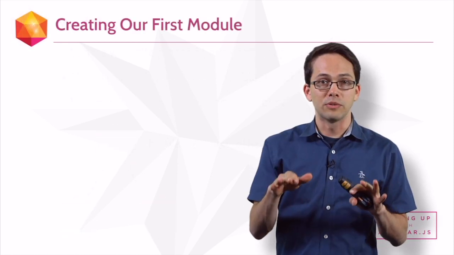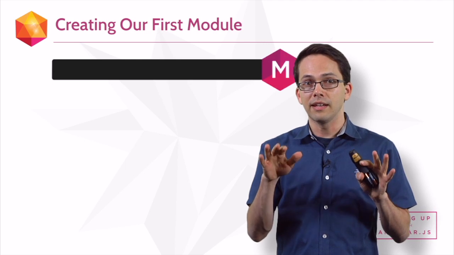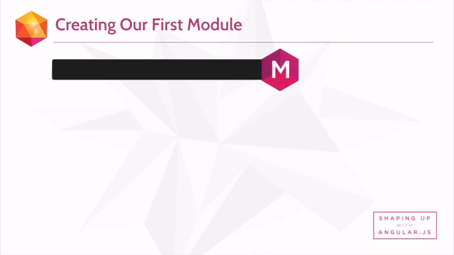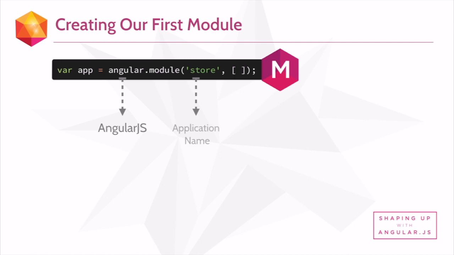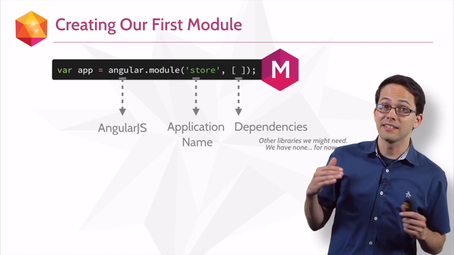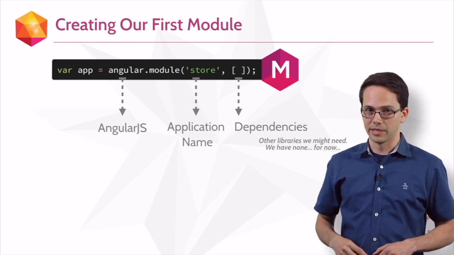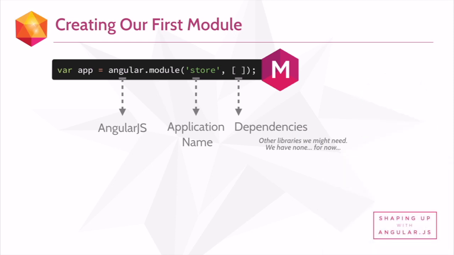So it shouldn't surprise you that the very first piece of code that you write in Angular is a module line. So we're going to write var app, that's our application, equals angular, that's the angular.js library, dot module, because we're creating a new module, we give it a name, in this case store, and then in that little array syntax we define dependencies. We don't have any dependencies yet, but we still have to send in an empty array, because that's how we roll.